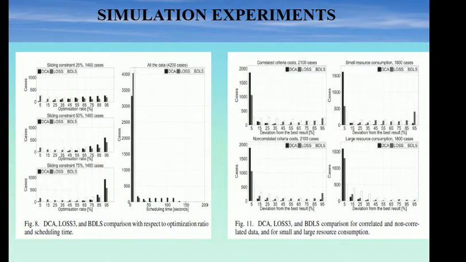The simulation experiments go with the next 2 algorithm comparisons. The first would be with the optimizing ratio and the scheduling time. Here it gives the better solutions for everything, but here you can see the dark line would be the DCA algorithm and the LOSS algorithm with the light gray, whereas BDLS is completely unfilled in the graph. But everywhere you can see the DCA gives the best solution.